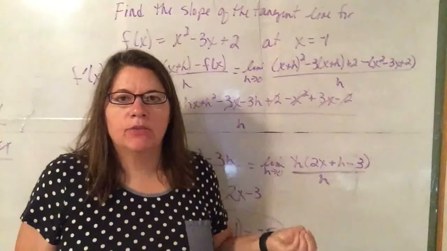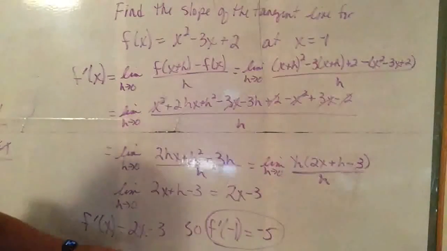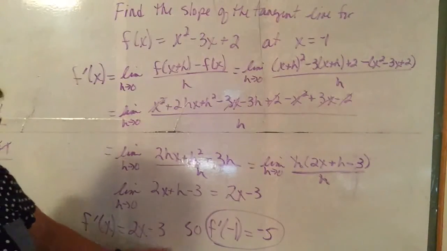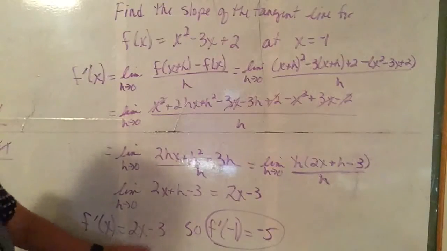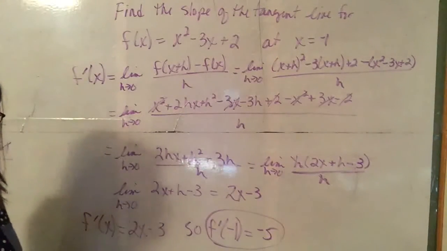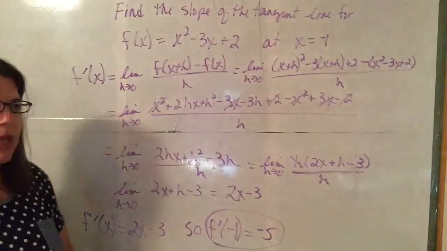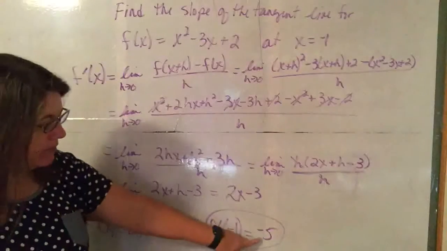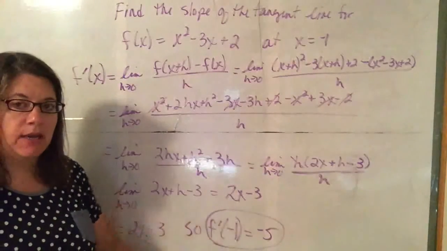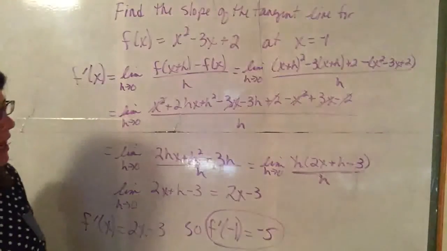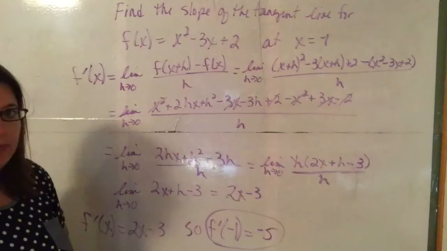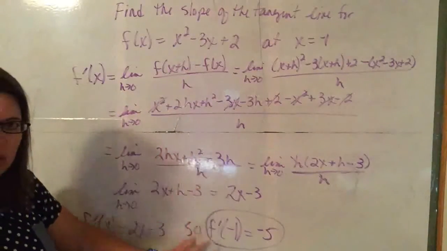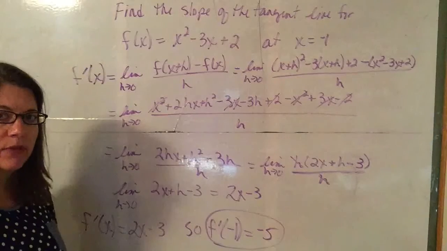So here I have the answer for this. The derivative of the f of x function, f prime of x, is 2x minus 3. And so when I plug negative 1 into that, I end up with negative 5. Okay? So what that means is the slope of my tangent line when x equals negative 1 is negative 5. So we found the slope of the tangent line at x equals negative 1. You can pause the video and look through this to see if you made any mistakes. Hopefully you got it right though.